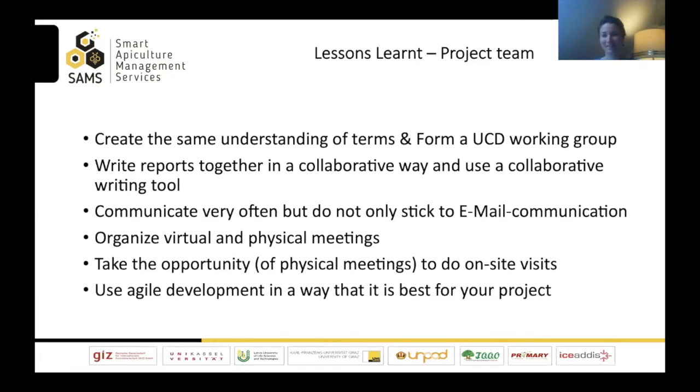Yeah, and I also found that writing reports together needs collaborative tools. So it's very important to identify which collaborative tools you can use if you work in an international team. Because what we found out in this team is that in each country we have different policies of data protection. So for example, we cannot use the same collaborative tools.